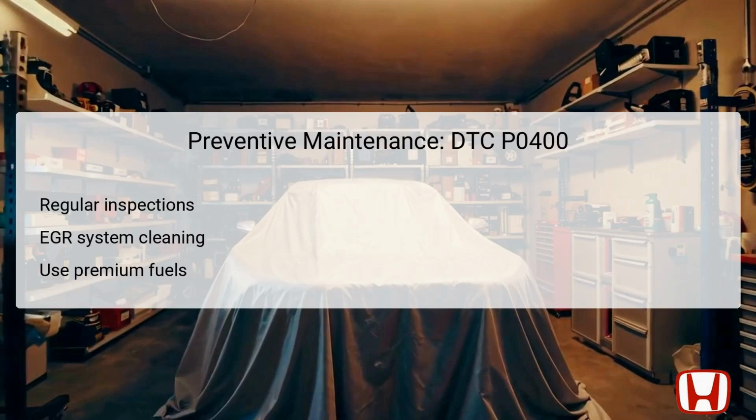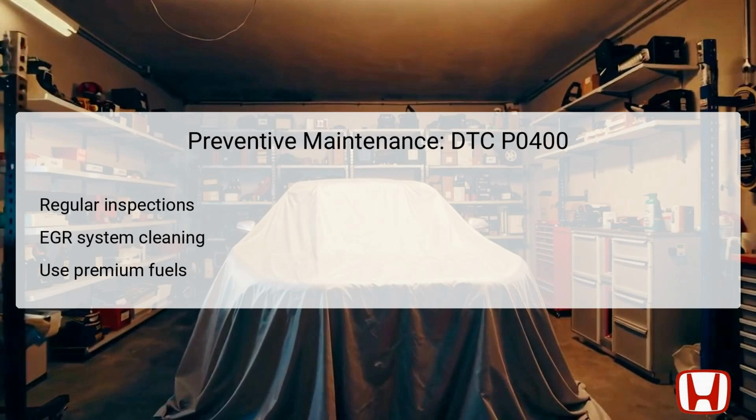To prevent a recurrence of DTC P0400, regular preventive maintenance should be part of vehicle care. Routine inspections of the EGR system, including the EGR pipe and valve, can help identify potential issues before they escalate. Keeping the EGR system clean ensures proper function, avoiding deposits that can hinder functionality.